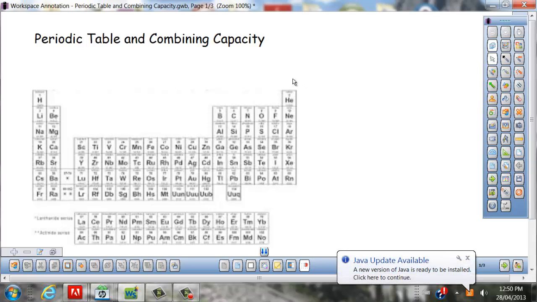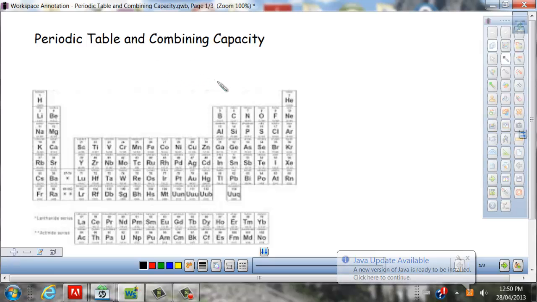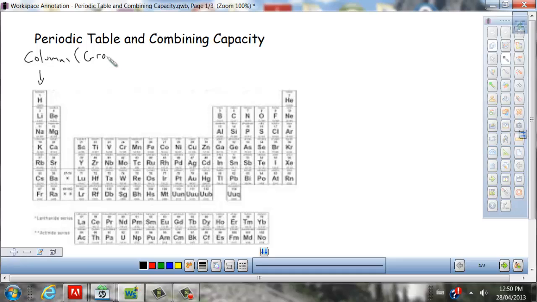This video is going to review a couple concepts that we learned in chemistry that will help you be able to predict what elements will react with other elements in the periodic table and in what proportion. Recall the periodic table. You have columns, which we refer to as groups or families, and rows, which are called periods.